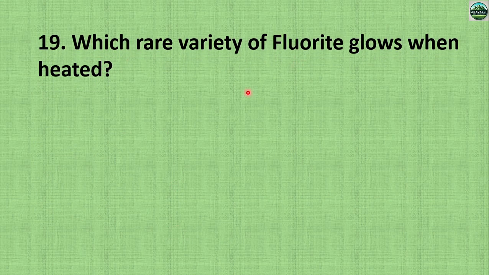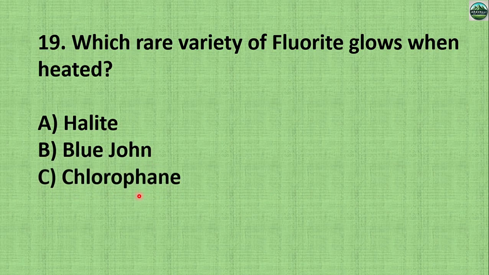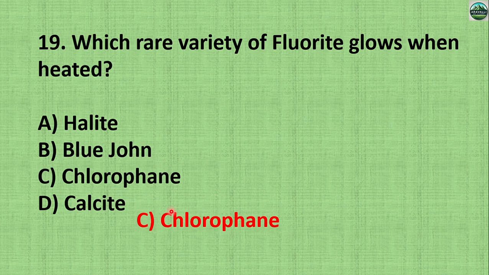Next, which variety of fluorite glows when heated? Halide, Blue John, chlorophane, or calcite. A rare variety of fluorite glows when heated, and this phenomenon is known as thermoluminescence. Which variety exhibits thermoluminescence? Correct answer is chlorophane.